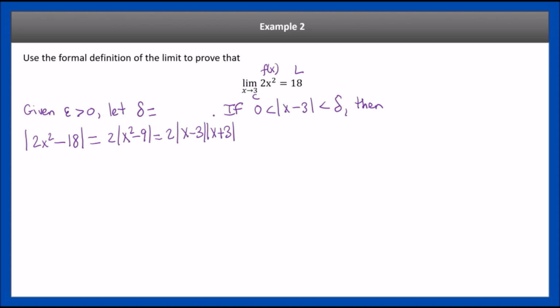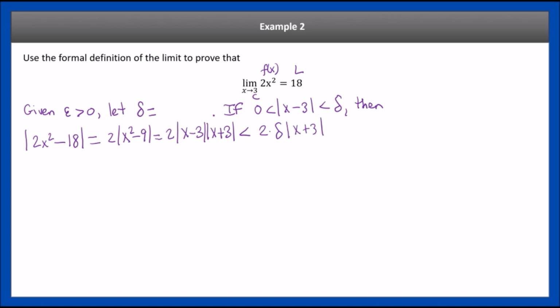Okay, so now that's officially factored. We can notice that we can split this into 2 absolute values. You can take the absolute value of a product by splitting it that way. And now we notice that we have the x minus 3 over here, so we can replace that with our delta term. So we're going to say that this is less than 2 times delta times the absolute value of x plus 3.